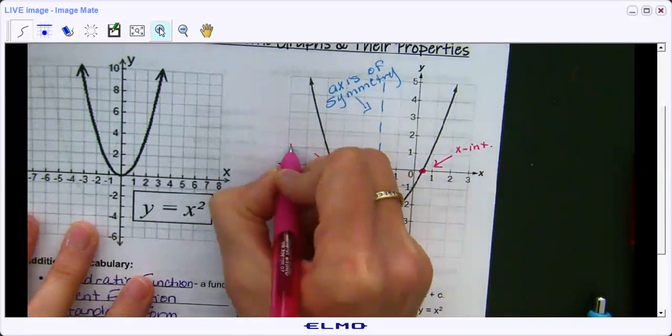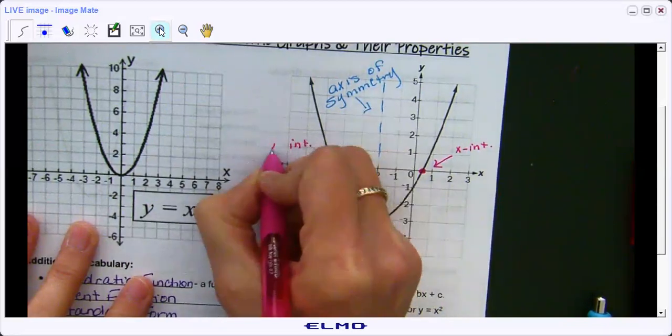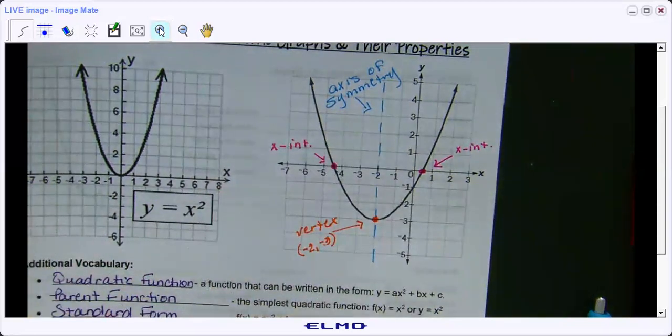Sometimes it'll cross at only one point. Sometimes it'll cross at 2, and sometimes it won't cross the x-axis at all.